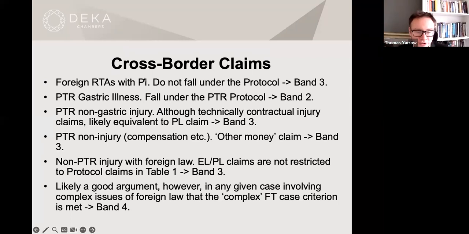But as I say in the final bullet point on this slide, there's likely a good argument, potentially a very good argument, depending on the particular case, that if it is a non-PTR injury with a foreign law element and there are issues of foreign law, maybe there's a Spanish penalty interest issue, maybe there's other issues of what's going on in foreign law, either as to breach of duty, causation, or quantum, it's likely going to be a good argument that, notwithstanding its natural beginnings in Band 3, this case should be upgraded to a Band 4 FT case where the criterion is met, where it's a complex case and goes into Band 4. So Band 3 or 4, really, for those types of cases, I would suggest.